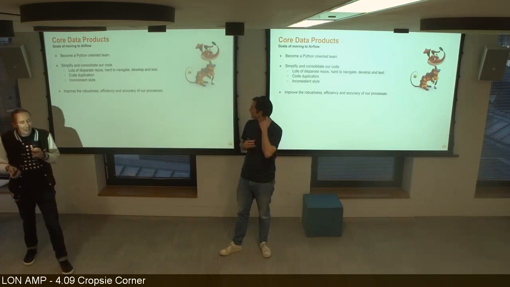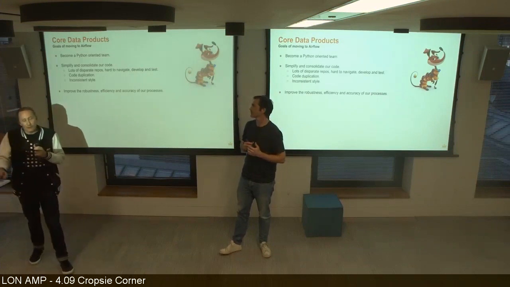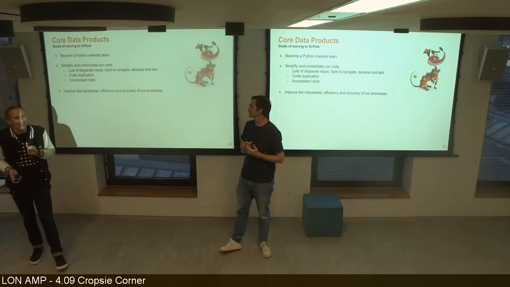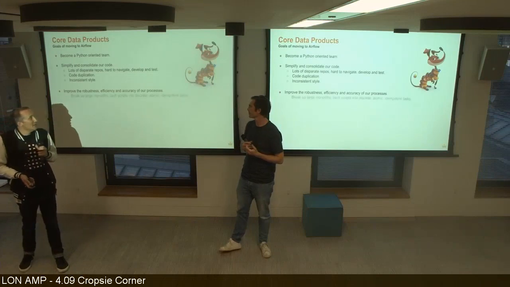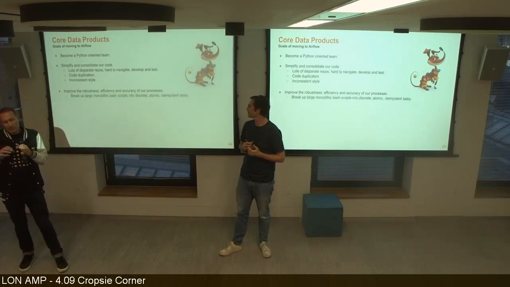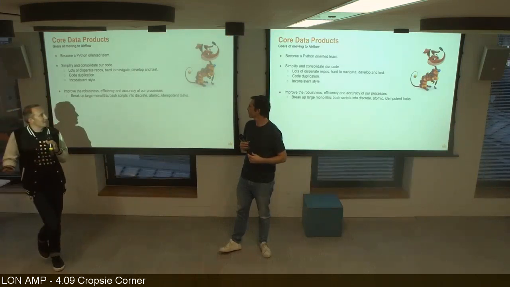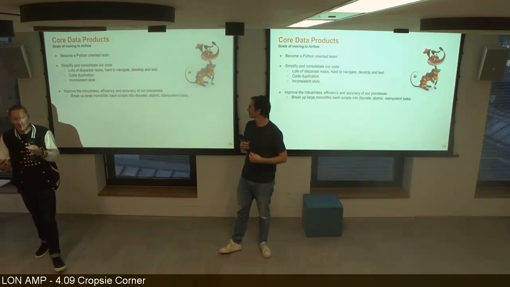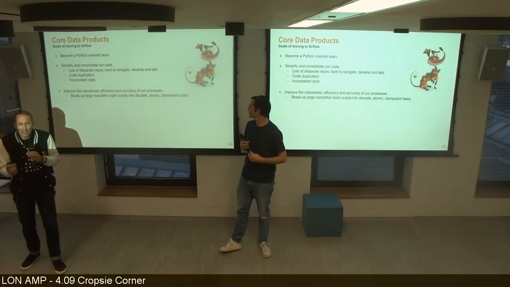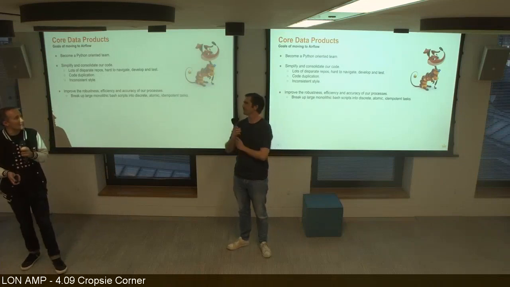And we wanted, hopefully by doing this, to improve a lot of the robustness, efficiency, and accuracy of all of our processes. These pipelines were mostly constructed with large monolithic bash scripts, and we needed to break those up into smaller, discrete, atomic tasks.